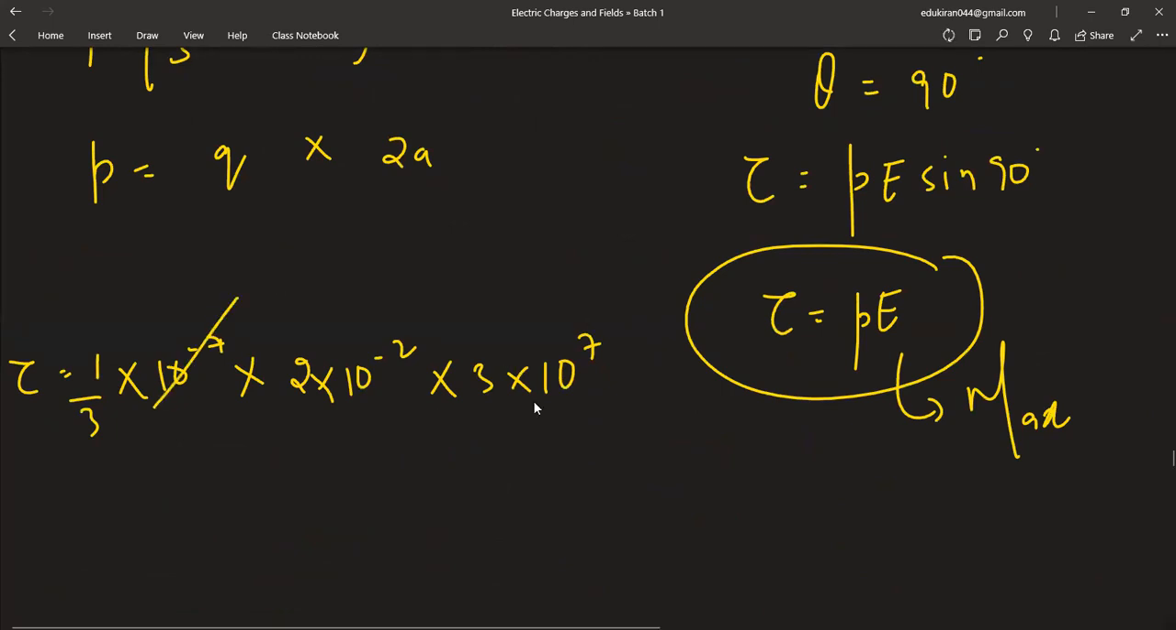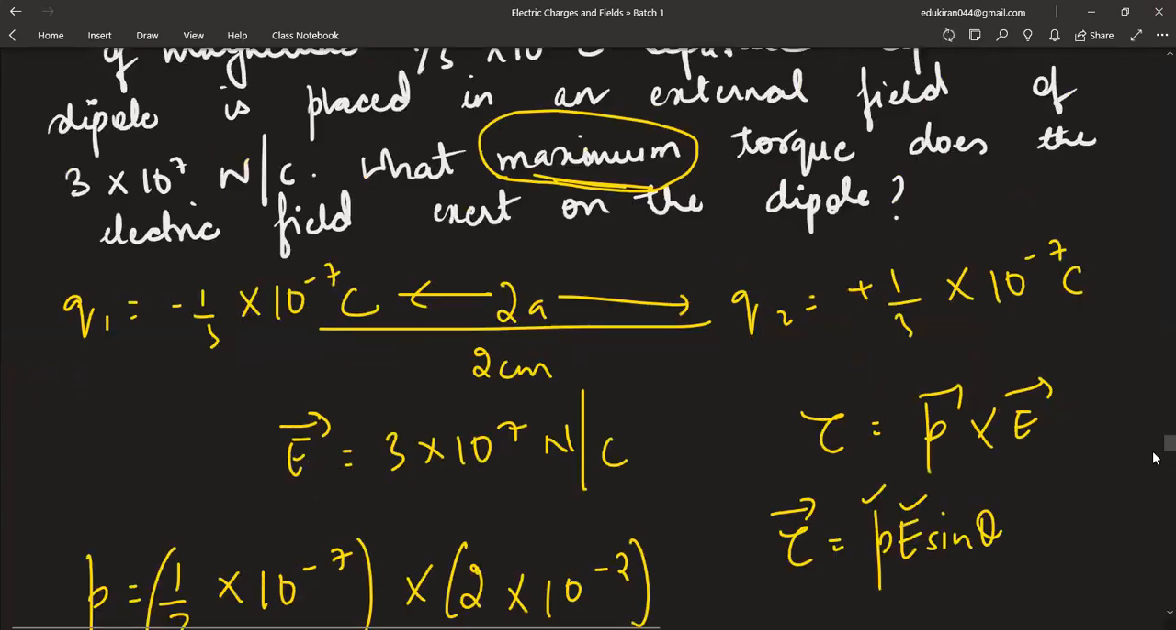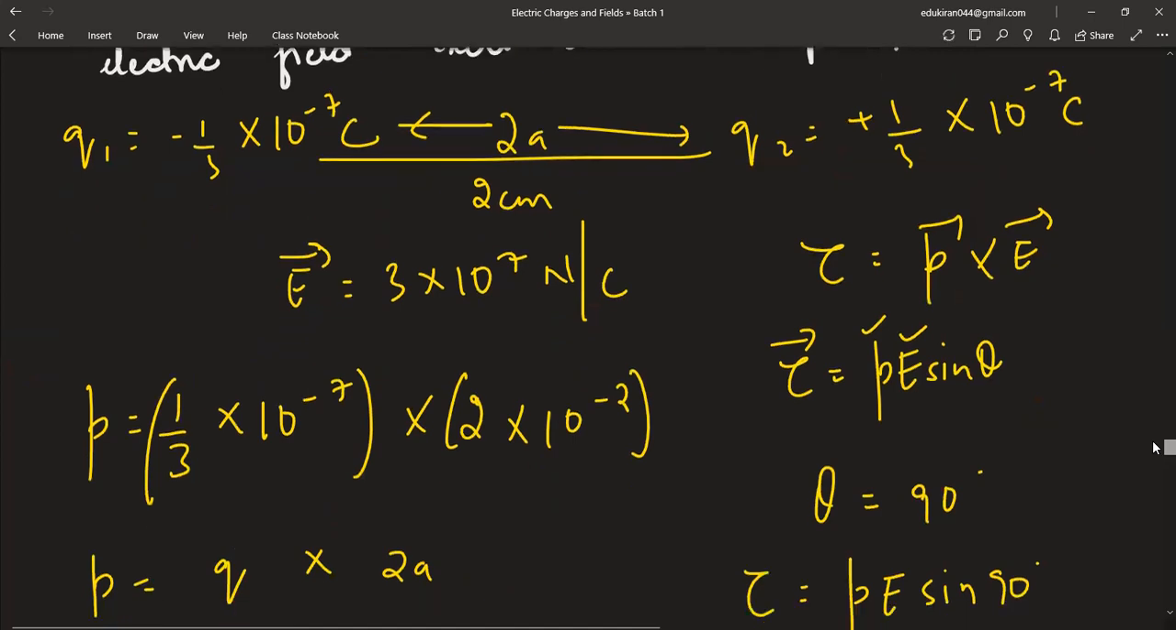So minus 7, 3 gets cancelled. Torque is 2 into 10 to the power minus 2 Newton meter. Directly you can write this as Newton meter. This is the value of torque that you have. This is what you had to remember. Write it down.